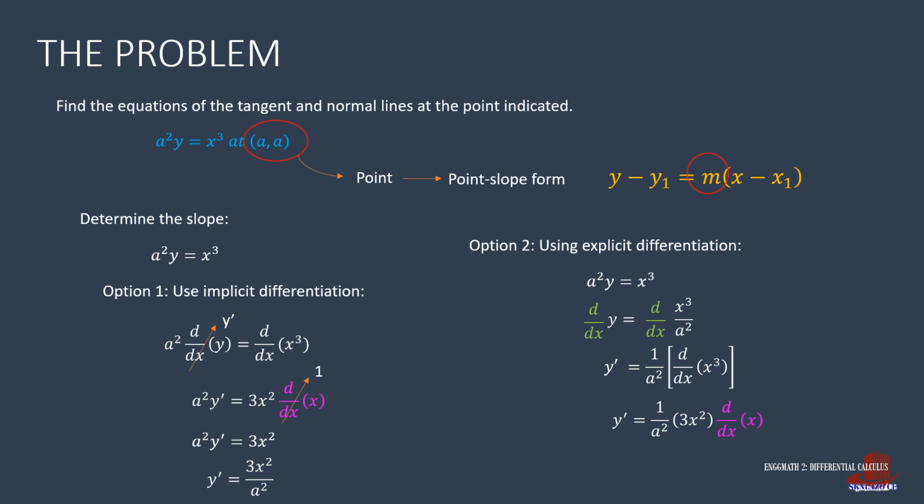Then multiply the derivative of x as required by the chain rule. Again, dx over dx is 1. So we still have y prime as 3x squared over a squared.